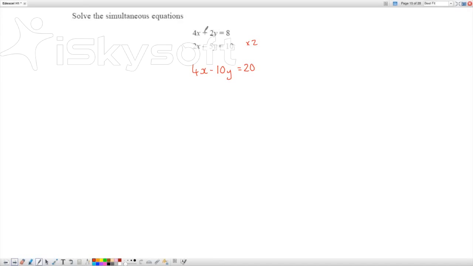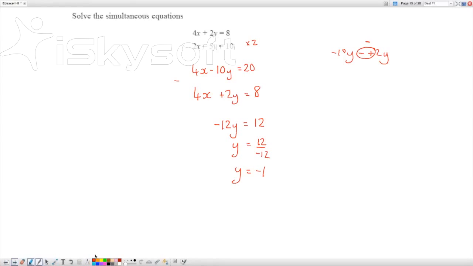We now have our 4x being here and here. So writing out our first equation here, we can put it underneath: 4x plus 2y equals 8. So here we need to eliminate now the x. By subtracting, we're going to remove our x's. Careful here with our negatives. We have minus 10y minus positive 2y. Two signs together, one positive, one negative, going to be negative. So we're going to have minus 12y equals 12. 20 take away 8, 12. To find y, 12 divided by minus 12 gives us our value for y at minus 1.